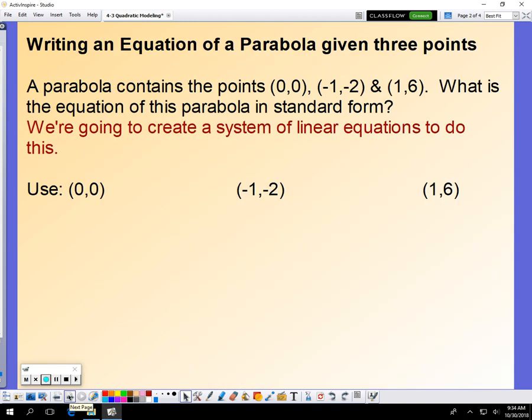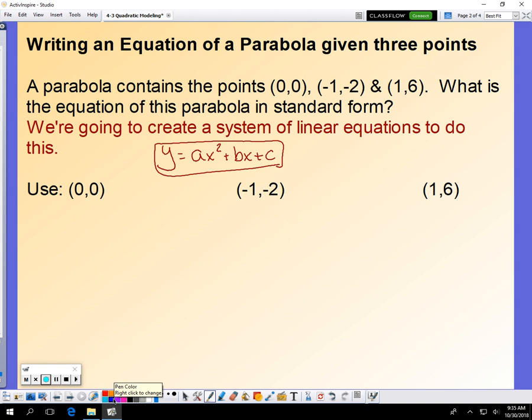All right, so writing an equation of a parabola given 3 points. A parabola contains the points (0, 0), (-1, -2), (1, 6). What is the equation of this parabola in standard form? Remember that the standard form of a parabola's formula is y equals ax squared plus bx plus c. So we're going to use a system of linear equations in 3 variables to take care of this for us.